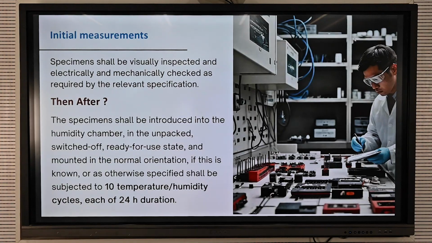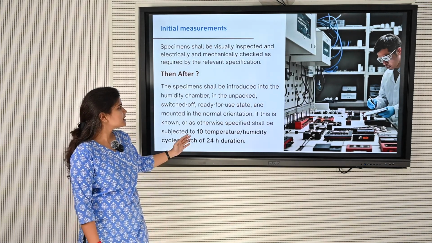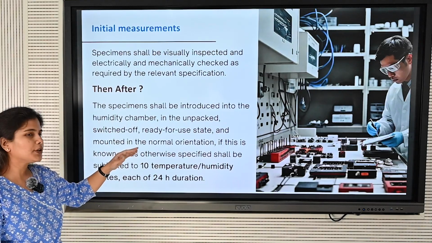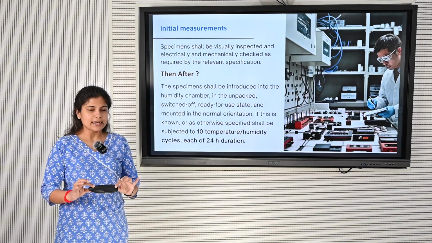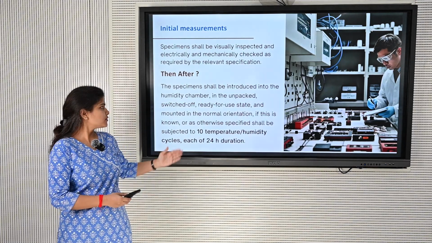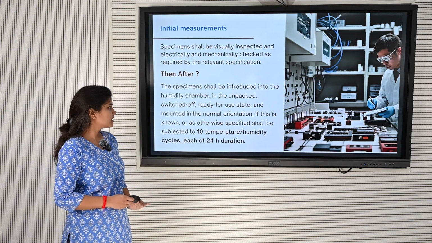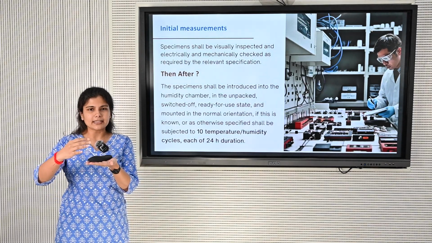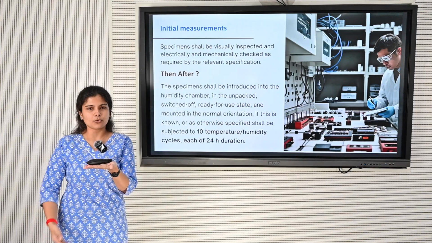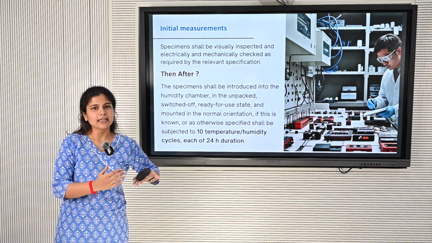Initial measurements. So what happens after we do the preconditioning? After the preconditioning is done, the specimen shall be introduced into the humidity chamber. Like I showed you in the diagram of the test chamber, the subject under test has to be in the switched off mode. It has to be in the ready for use test state. That is also very important. And mounted in the normal orientation. I should not keep my remote like this. This is the normal orientation of the remote. That is how I am going to place it on the hand pellet and push it inside the testing chamber.